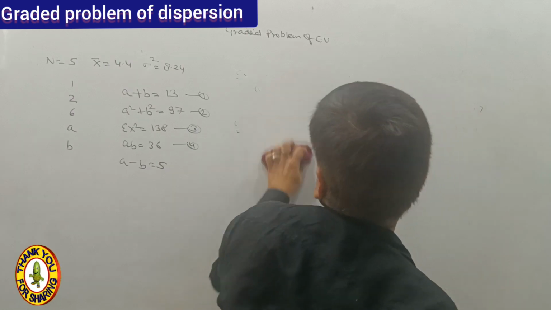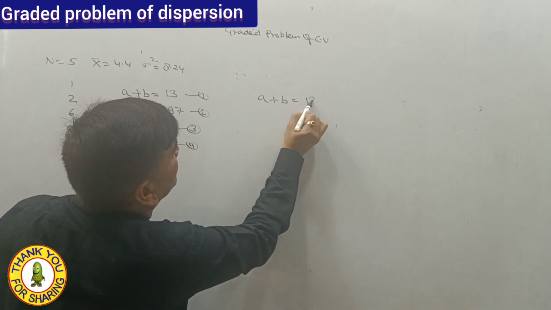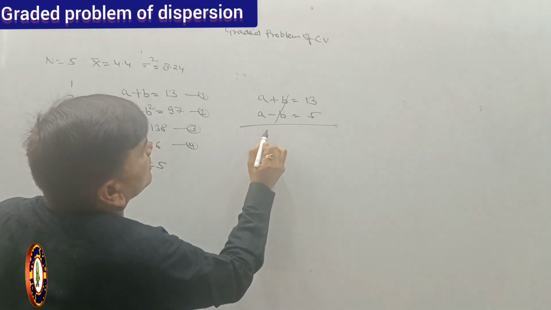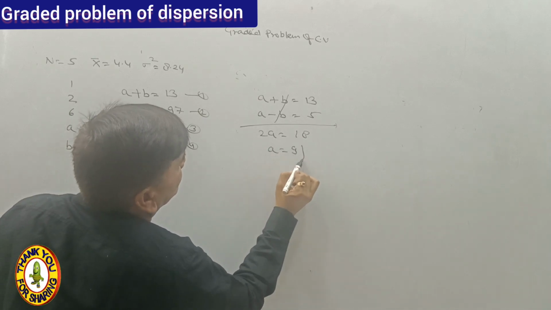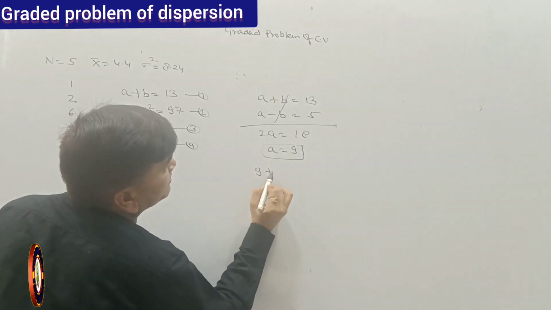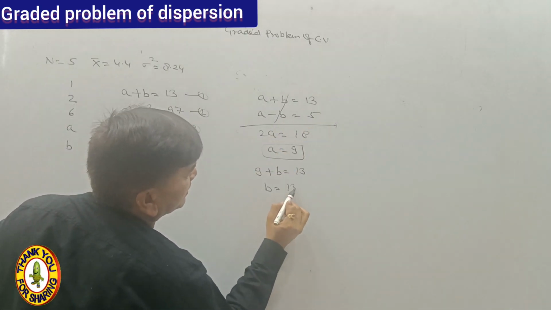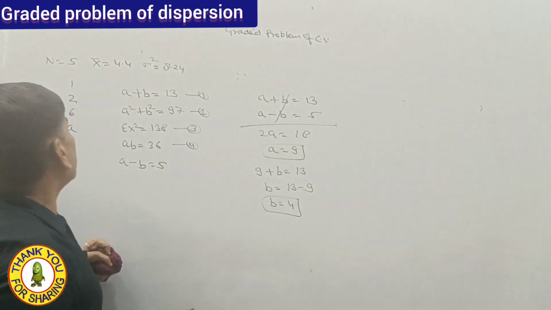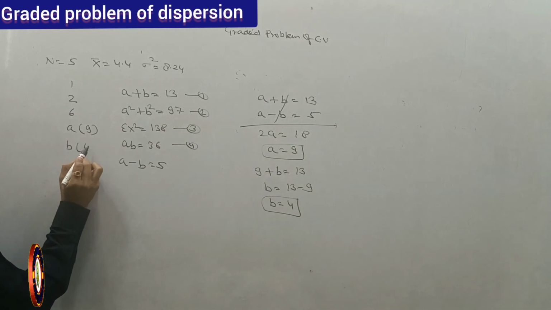We have first equation a plus b is equal to 13, second equation a minus b is equal to 5. Comparing these, 2a is equal to 18. So the value of a is 9. 9 plus b is equal to 13, putting the value in equation number one. So b is equal to 13 minus 9. So the b value is 4. So we got this value will be 9 and this value will be 4.